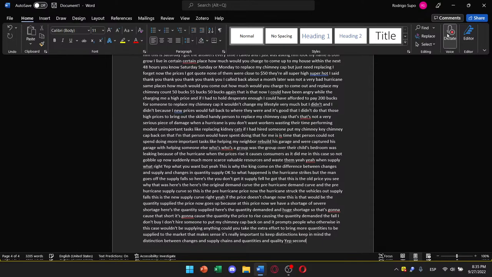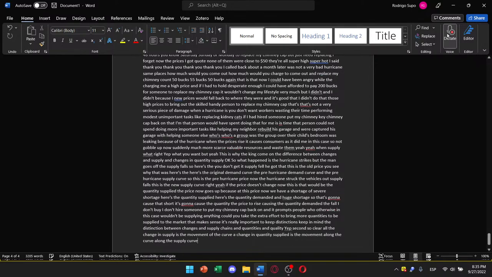A change in supply is the movement of the curve. A change in quantity supply is a movement along the curve, along the supply curve. So, I mean, this graph is too complicated. Well, let me draw another one.